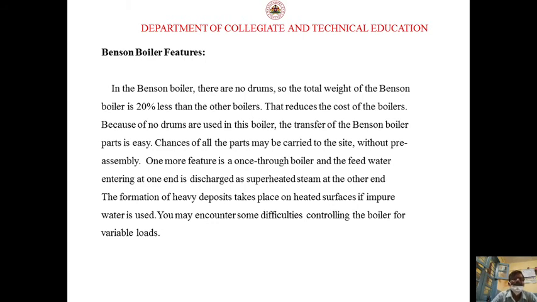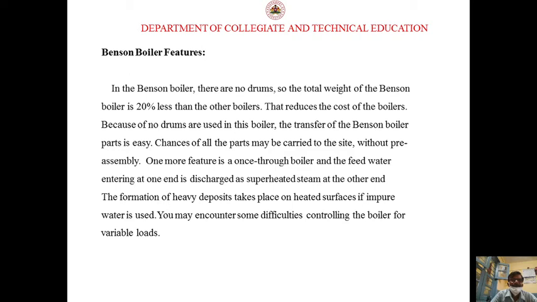Bunsen boiler features. In the Bunsen boiler there are no drums, so the total weight of the Bunsen boiler is 20% less than other types of boiler. Because no drums are used in this boiler, the transfer of Bunsen boiler parts is easy, so all the parts may be carried to the site without pre-assembly.